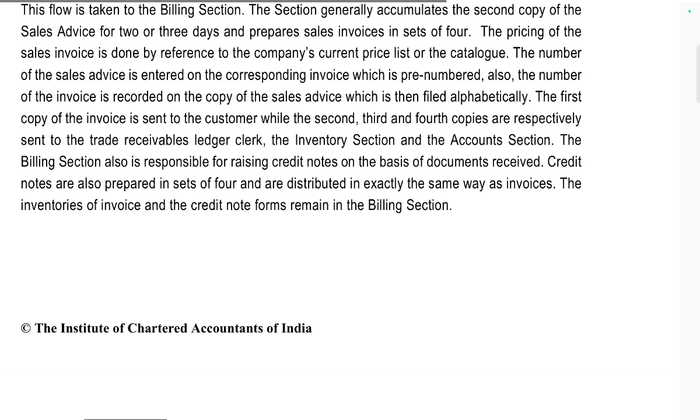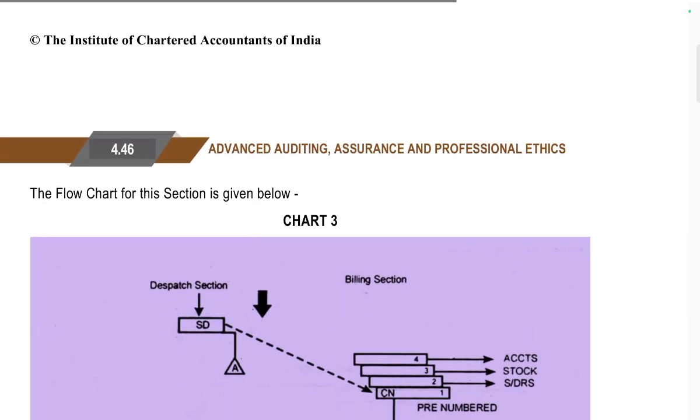The billing section is responsible for raising credit notes on the basis of documents received. A credit note is prepared in a set of 4 and distributed exactly the same way as an invoice, to inventory, invoices, and the billing section.